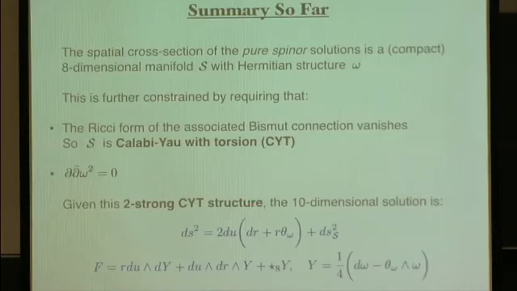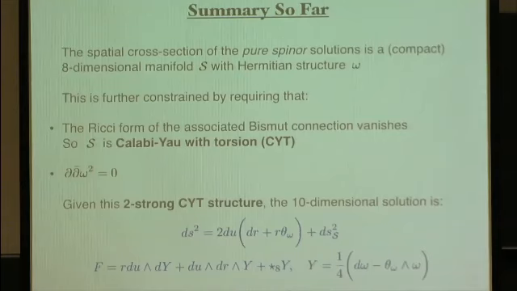This is what the metric is in terms of the Lie form of this manifold S, 2 du times dr plus r theta plus the metric on curly S with this structure, and the 5-form F is given by this expression in terms of this 3-form Y, and Y is also fixed in terms of the Hermitian form on curly S by this expression here. So that's the solution for the pure spinor case.